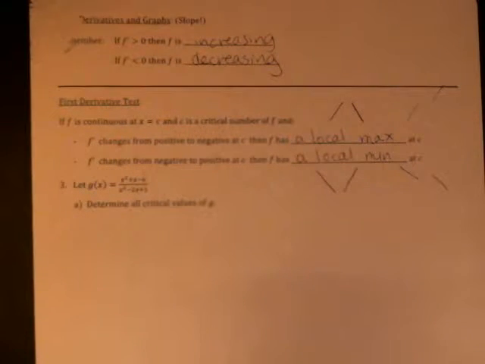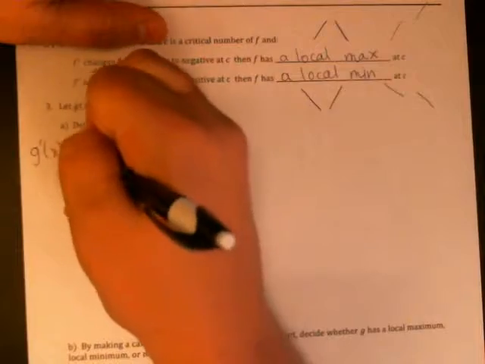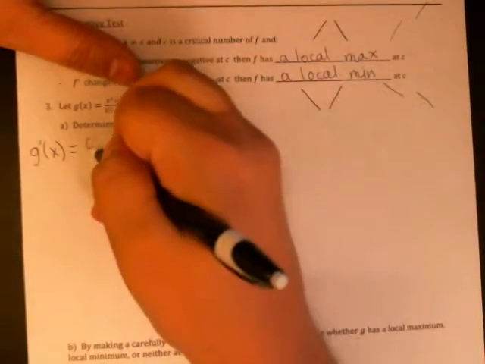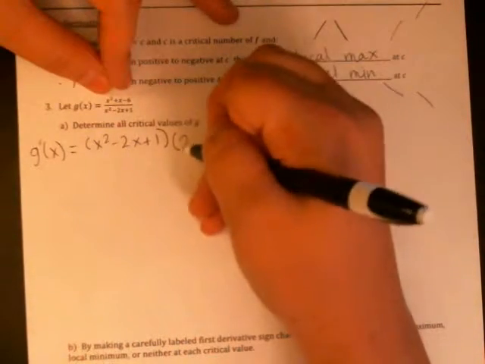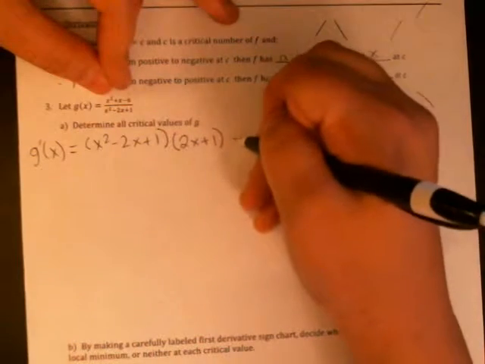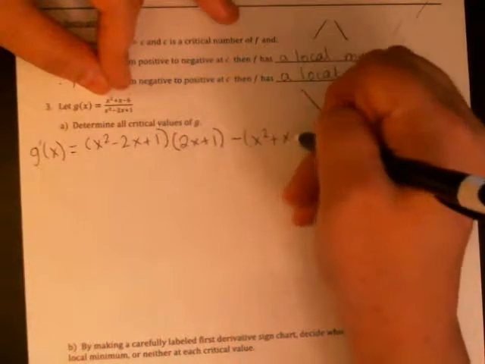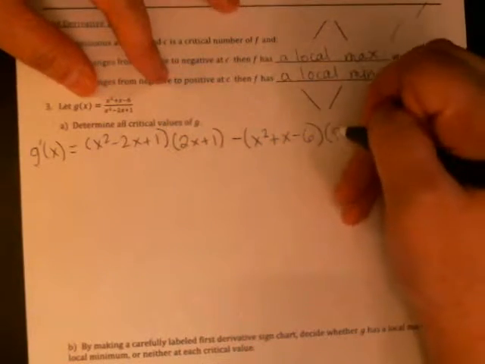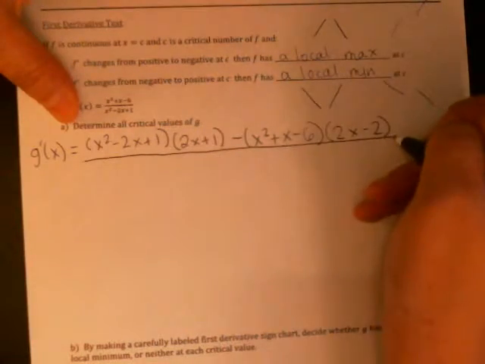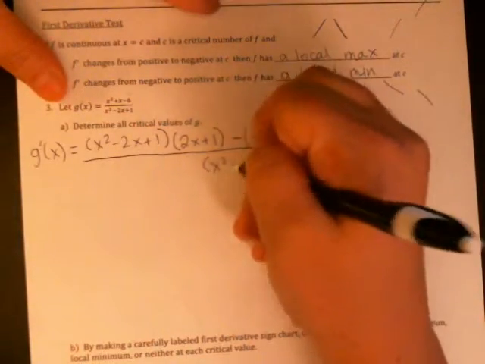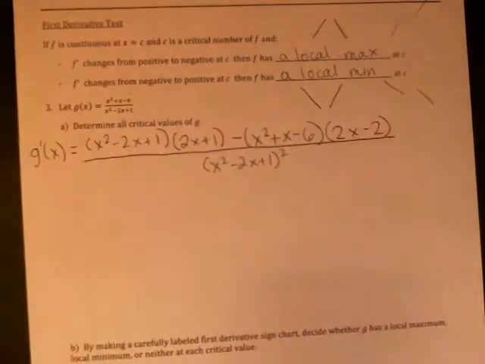Okay, so in this problem we're going to do a first derivative test. First we're supposed to find the critical values and then we'll do the test to see what they are. So I gave us kind of a messy one. g prime is going to require a quotient rule. So I have the bottom, x squared minus 2x plus 1, multiplied by the derivative of the top, which is 2x plus 1, minus the top, x squared plus x minus 6, multiplied by the derivative of the bottom, which is 2x minus 2. And that's going to be divided by x squared minus 2x plus 1, squared.